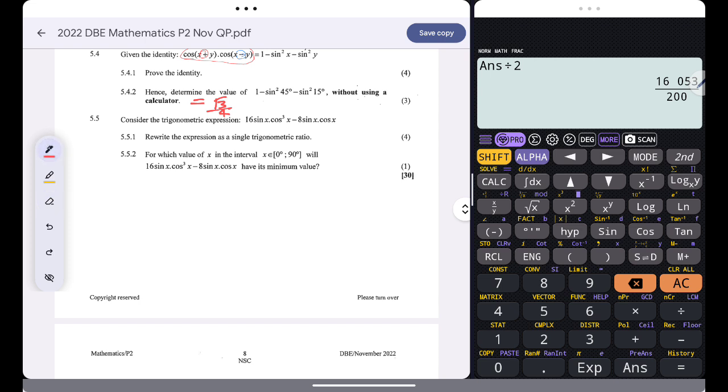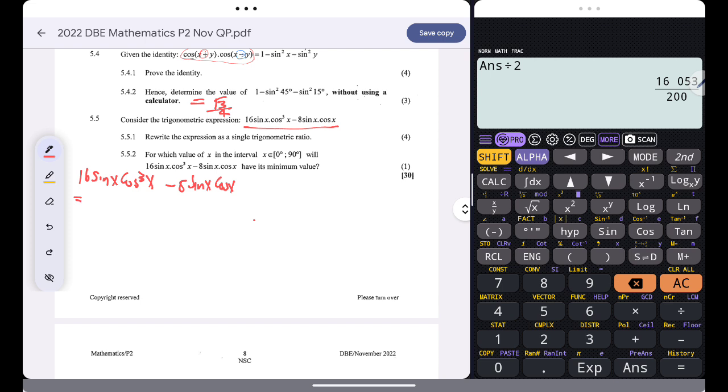Okay, now they want us to... Okay, we must consider this expression. We must rewrite the expression as a single trigonometric ratio. Basically, they want us to simplify this thing. I have 16 sine x cos cubed x minus 8 sine x cos x.